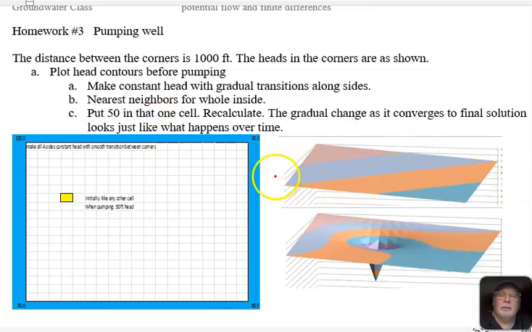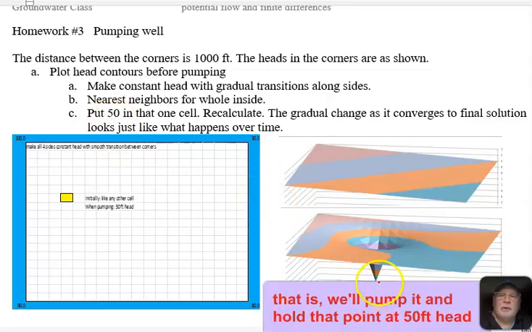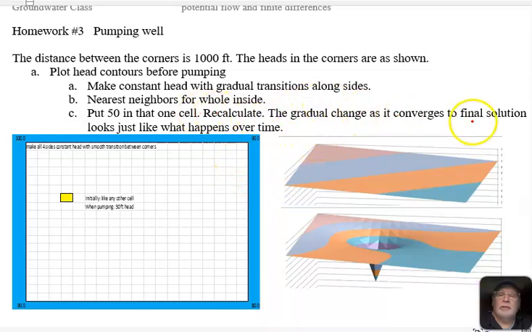And then we'll start our pump. And we're going to put 50 in one cell. So these are like 190. So we'll put a 50 in there, and then we'll let it draw down, and it'll change as we iterate to the equilibrium condition, and then we converge to that. So let me pull over my spreadsheet and show you that.